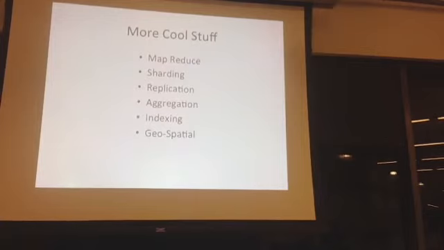Another cool thing that you can do with it is map reduce for your collection. Sharding, this means splitting your data. You don't have to store everything in just one huge collection. You can, for example, alphabetically move them to different collections. Replication, you can have multiple servers and scale horizontally. Aggregation, you can do cool queries with it as well. Indexing, as I already said, and geospatial queries as well.